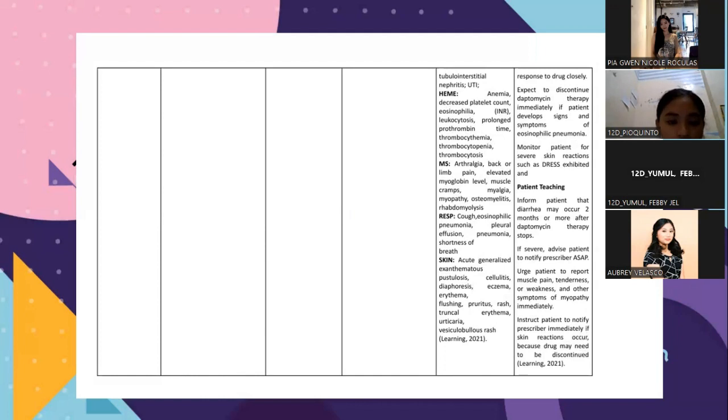Inform the patient that diarrhea may occur two months or more after daptomycin therapy stops. If severe, advise the patient to notify the prescriber ASAP. Urge the patient to report muscle pain, tenderness, or weakness and other symptoms of myopathy immediately. And next, instruct the patient to notify the prescriber immediately if skin reactions occur because the drug may need to be discontinued. Next slide, please.